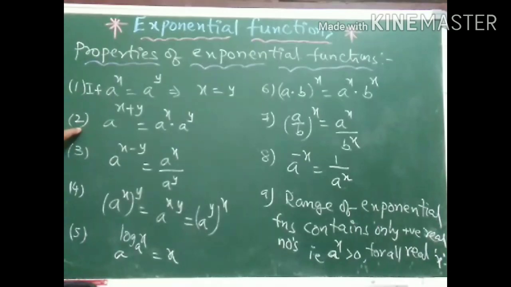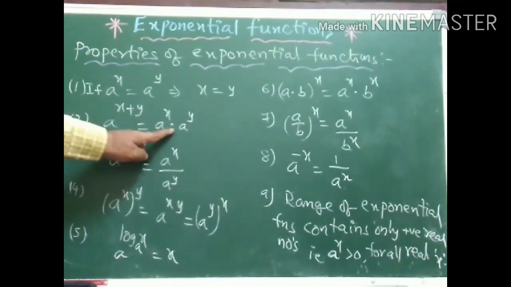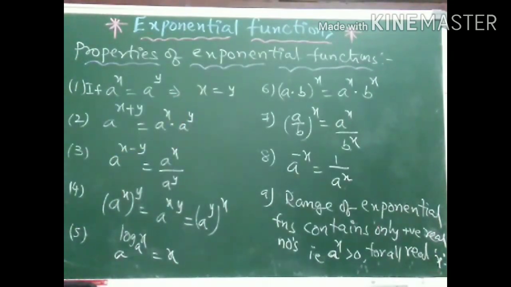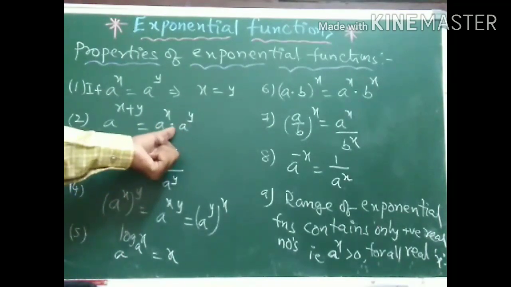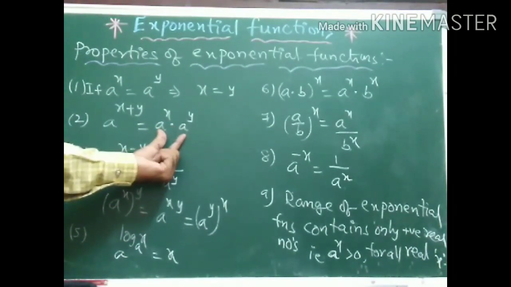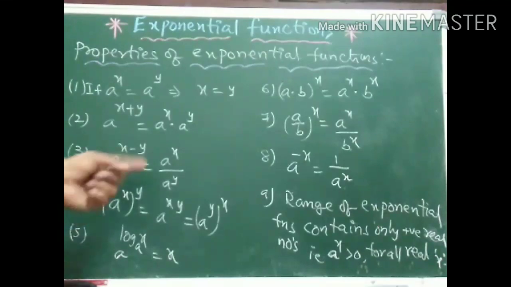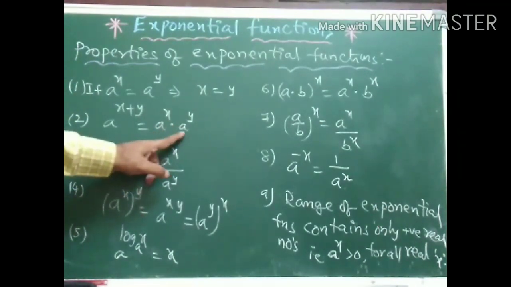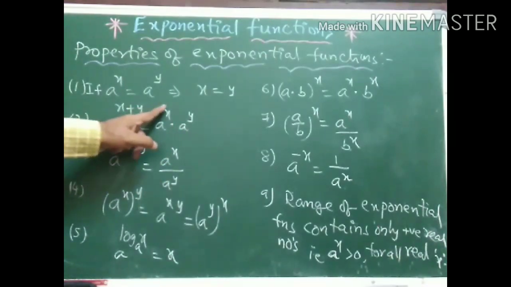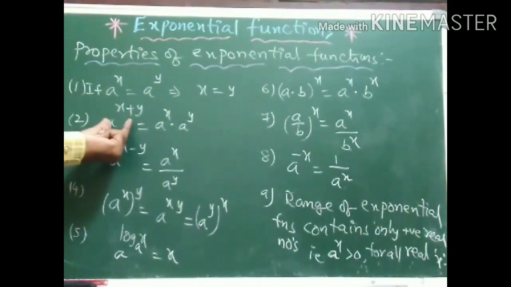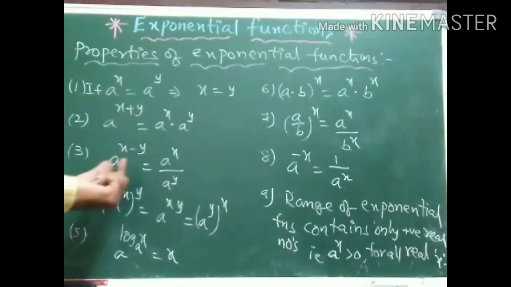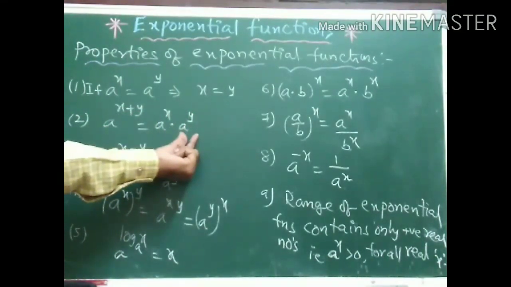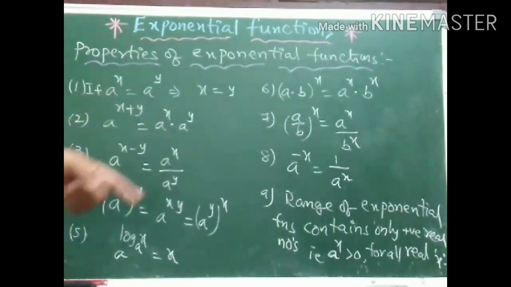And property number 2: a to the power of x plus y is equal to a to the power of x into a to the power of y. This is what we already know. While multiplying, when the bases are equal, the powers should be added. See, in the multiplication both bases are the same, that is a, hence the powers should be added, x plus y. You can also read this property in reverse: a power x into a power y is equal to a to the power of x plus y.